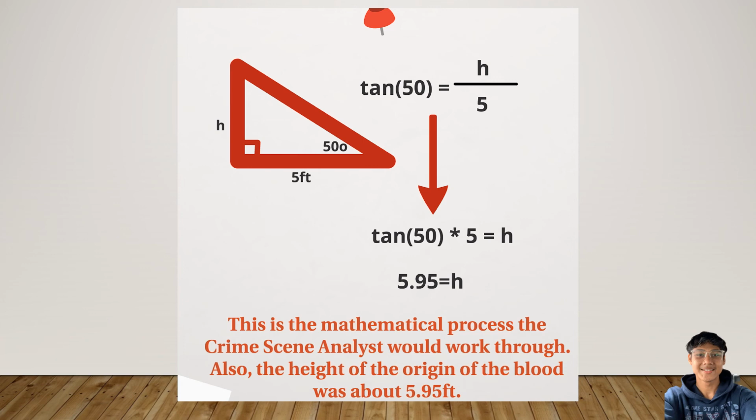This is the mathematical process the crime scene analysts work through. Also, the height of the origin of the blood was about 5.95 feet.